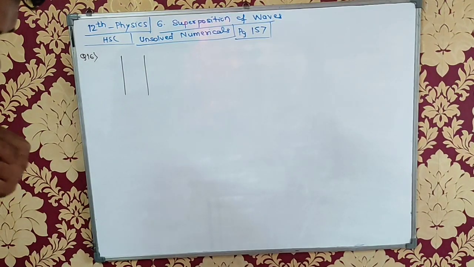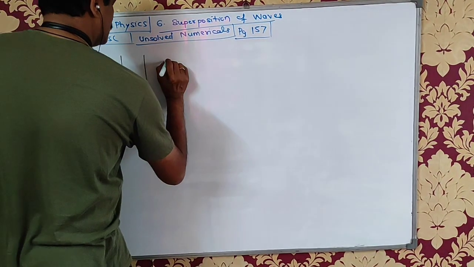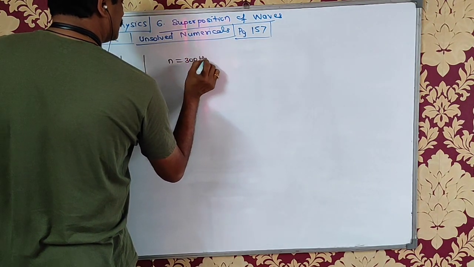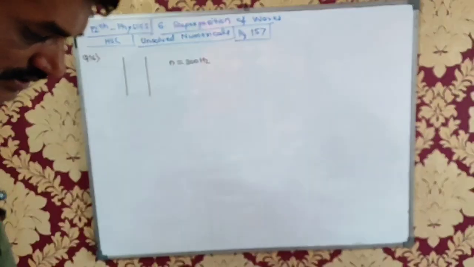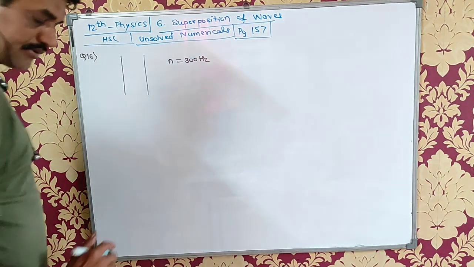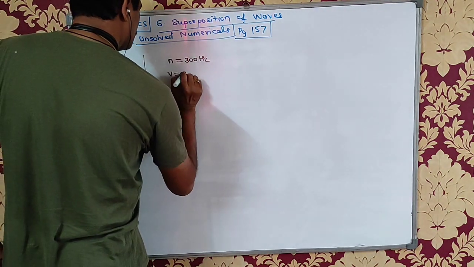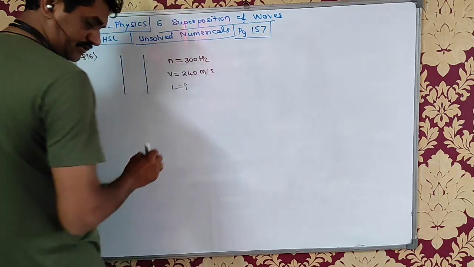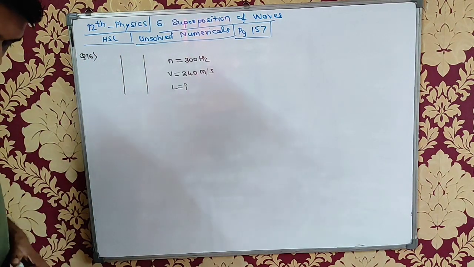The fundamental frequency is 300 Hz. What is the length of the tube? Speed of sound is 340 meter per second. What is the length of the tube they are asking?